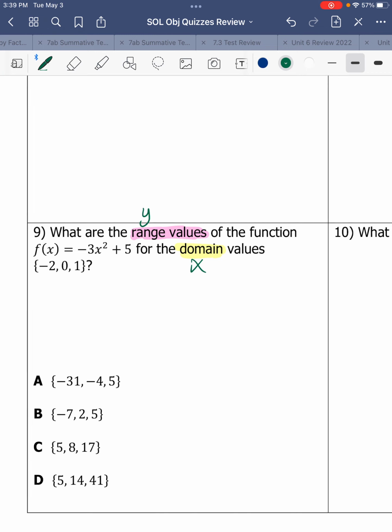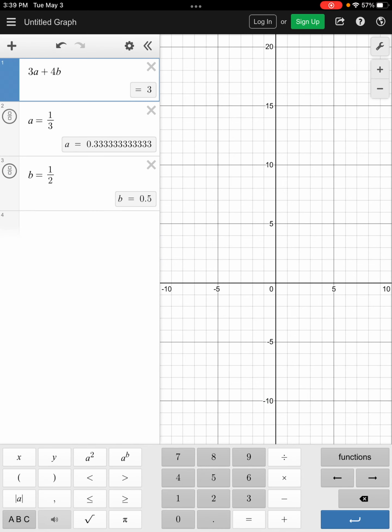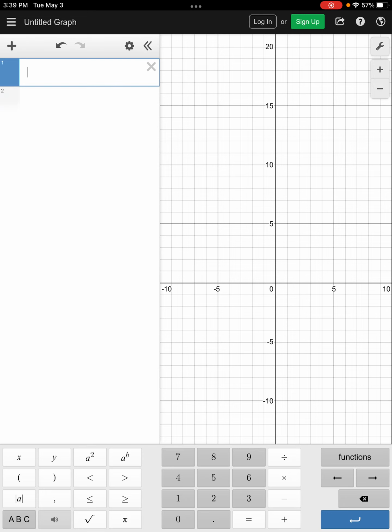So we have the f of x, that's your y. So we can rewrite it as y equals -3x squared plus 5. And we're going to set our x to equal -2, x is also going to equal 0, and x is going to equal 1. So it's everything in the parentheses here. The domain is x values, so I'm going to set it equal to all 3 of them. So let's put this into the calculator. All I'm going to type in is, instead of x, I'm going to write a. I didn't say that before, I should have.